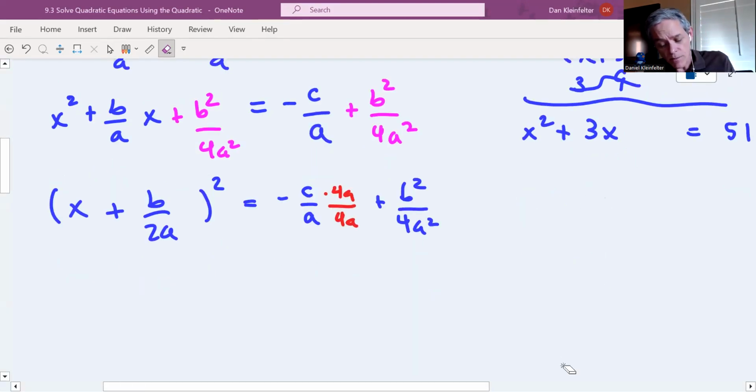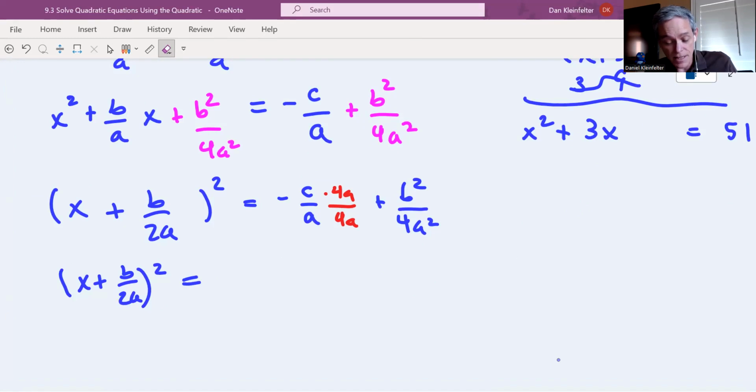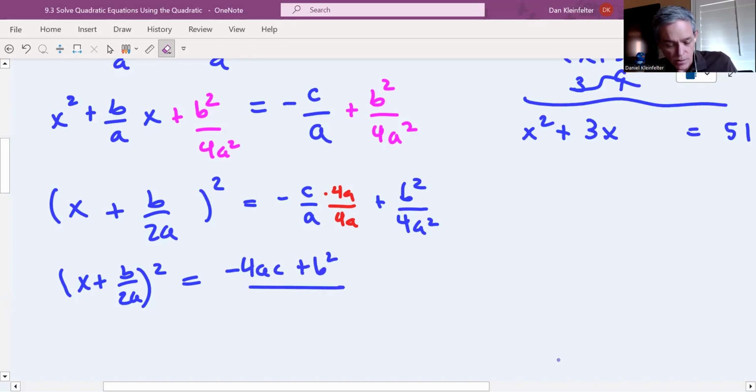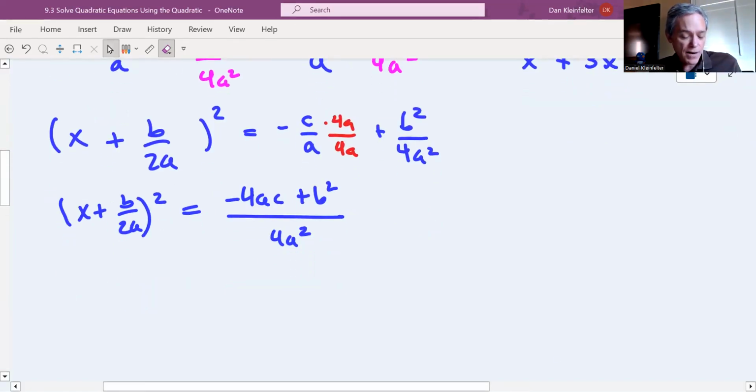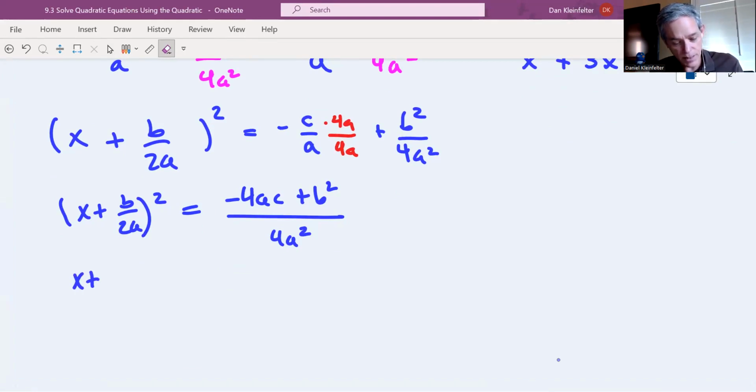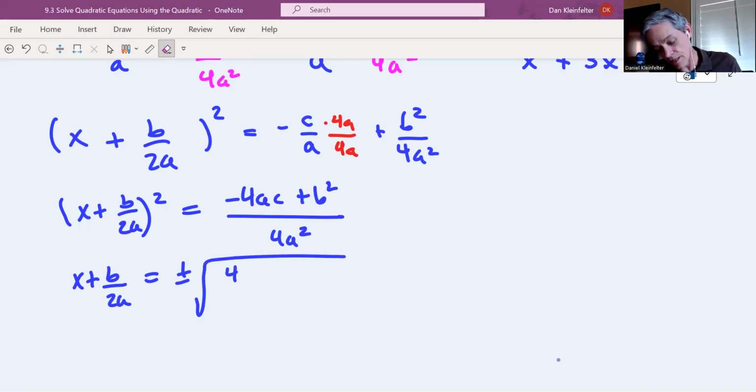And so we factored the left-hand side. I won't do anything to it in this next step. In here on the right side, we now have a common denominator of 4A squared, and so we can add and keep the same denominator. Now at this point, we can take the square root of both sides. And so let's do that. We'll have x plus b over 2a is equal to plus or minus the square root of everything on the right.